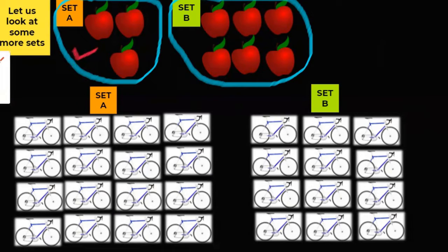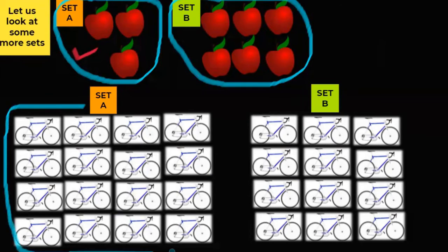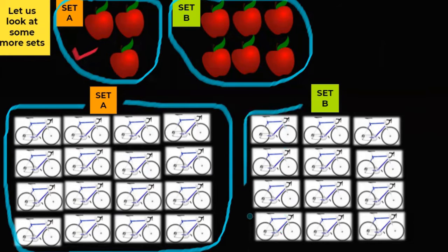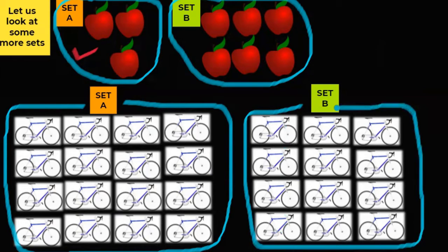What about set A and set B, the bicycles? Set A has 16 bicycles and set B has 12 bicycles. Now, which one has the smaller amount? Is it 16 in set A or is it 12 in set B? 12. Set B has the smaller amount. So here we see the sets with the smaller amount.